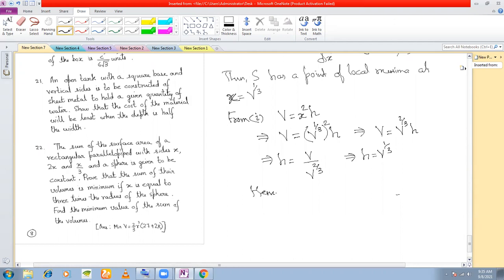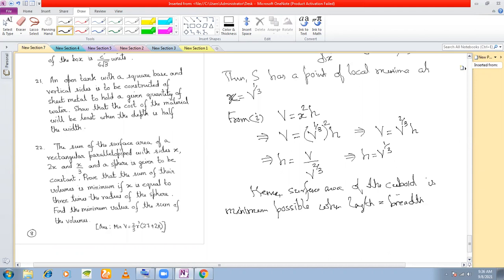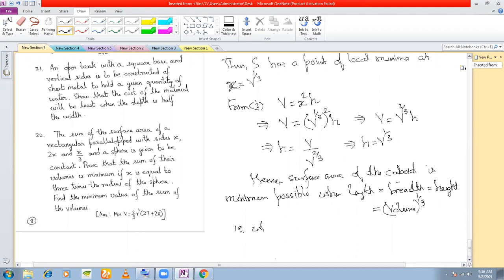Hence, the surface area of the cuboid is minimum possible when length is equal to breadth is equal to height is equal to volume to the power of 1/3. That is when it is a cube. Any question?